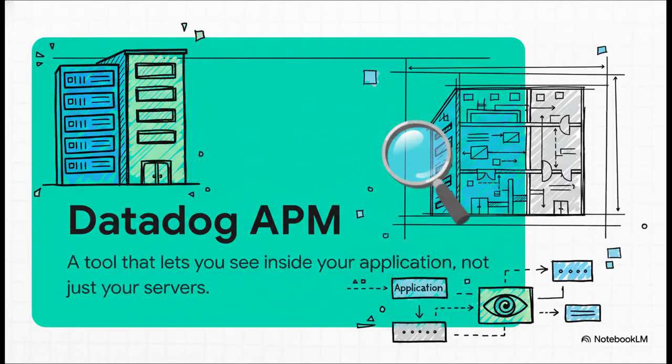And this is exactly where a tool like Datadog APM comes into play. Let's just define it real simple. It's a tool that lets you see inside your application, not just the server it's running on. Think of it like this. Regular monitoring lets you see the building from the outside, but APM gives you the full architectural blueprints.